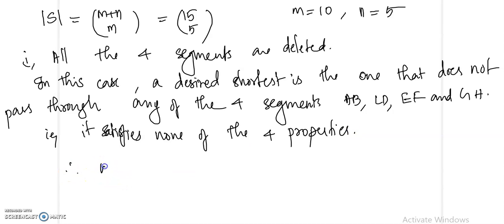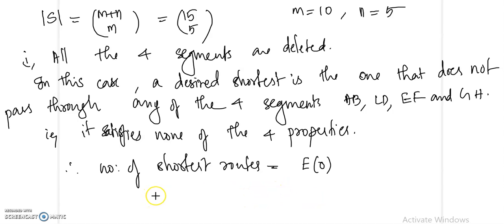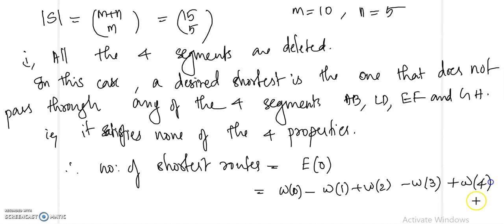So therefore, it satisfies none of the properties, so the number of shortest routes will be equal to E of 0. Now by definition, E of 0 will be equal to omega of 0 minus omega of 1 plus omega of 2 minus omega of 3 plus omega of 4. There are 4 properties, up to omega of 4. Now let us find out the values of each omega.